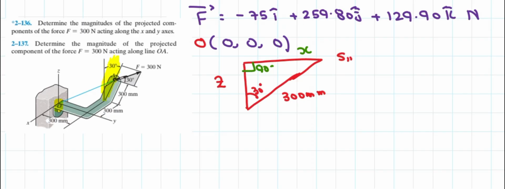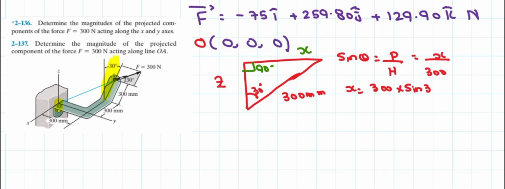So we know that sine theta is equal to perpendicular upon hypotenuse. The perpendicular in this case is the x, and the hypotenuse is the 300 millimeter. So x is equal to 300 into sine of theta, and the theta in this case is 30 degrees. So it is equal to sine 30 degrees. So 300 into sine 30 degrees is equal to 150 millimeter. This is the x value.